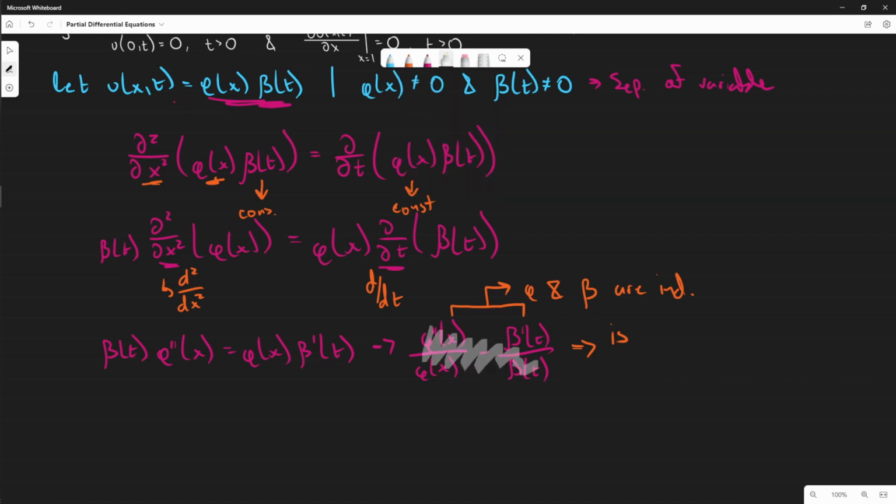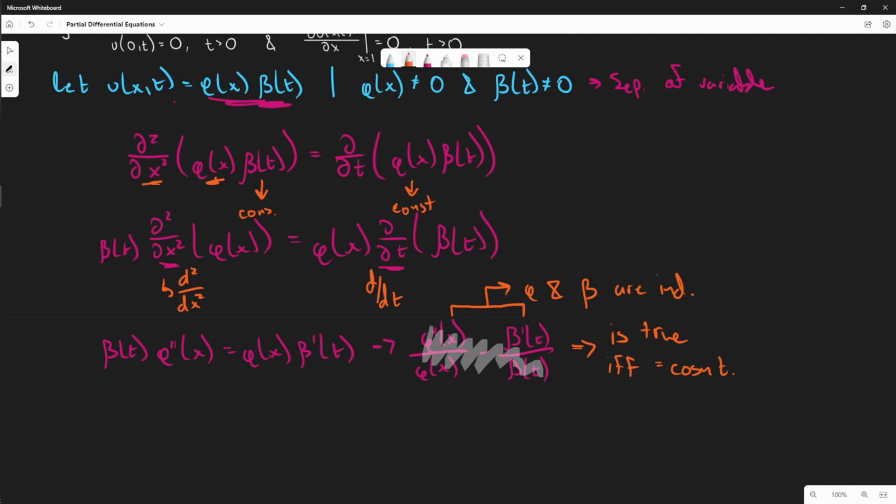Phi double prime of x over phi of x is equal to beta prime of t over beta of t. This is true if and only if they are constant. So what that pretty much means is if these two are each just equal to a constant, or just a number.